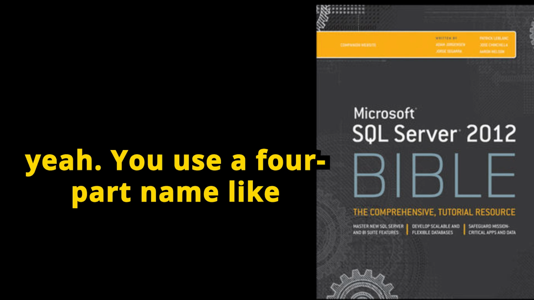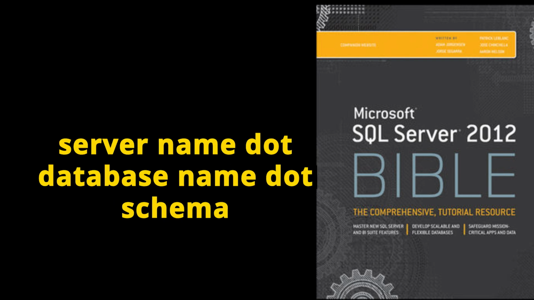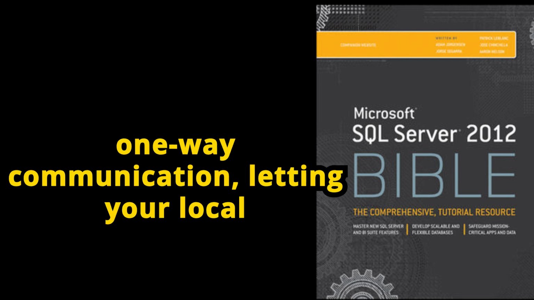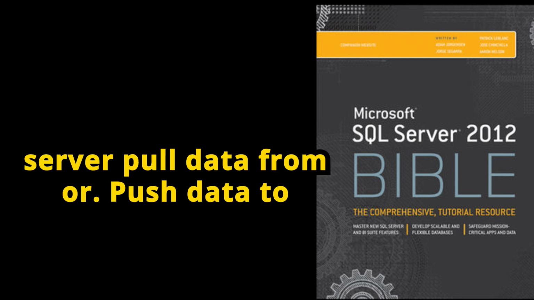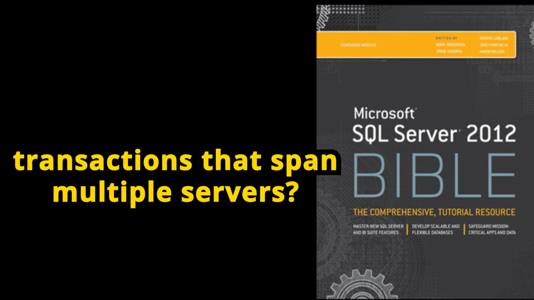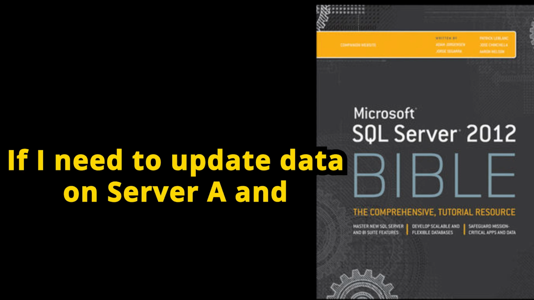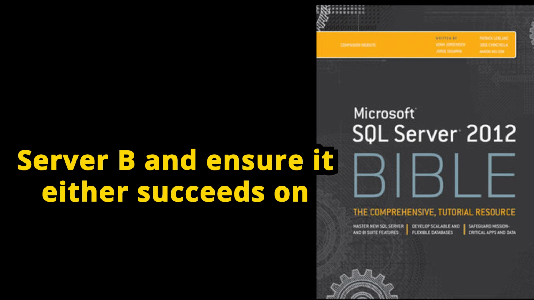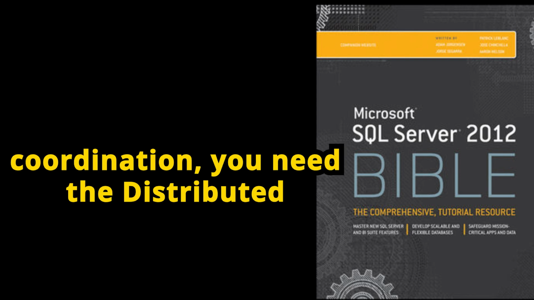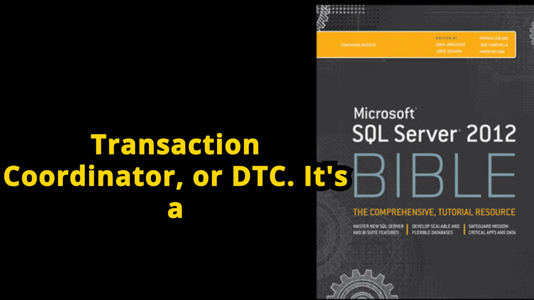Pretty much, yeah. You use a four-part name like server name.database name.schema name.table name. It allows for one-way communication, letting your local server pull data from or push data to the remote source. Okay. But what about transactions that span multiple servers? If I need to update data on server A and server B and ensure it either succeeds on both or fails on both? For that level of coordination, you need the Distributed Transaction Coordinator, or DTC.